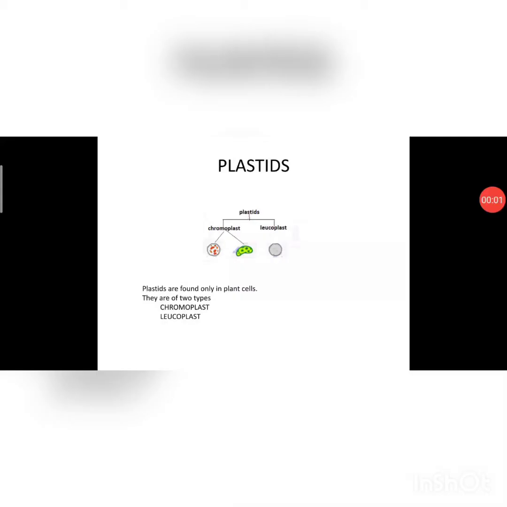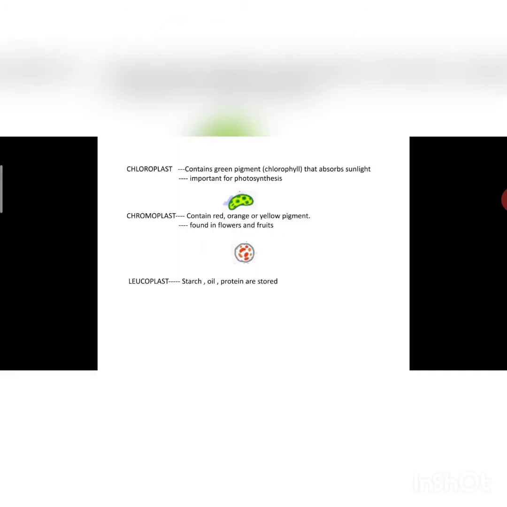As you already know, plastids are found only in plant cells. Only plant cells have plastids, and there are two types of plastids: the chromoplast, which are the colored plastids, and the leucoplast, which are white or colorless plastids.